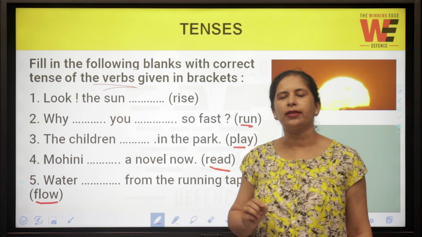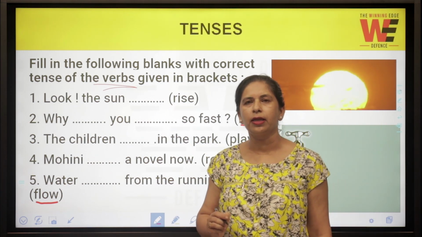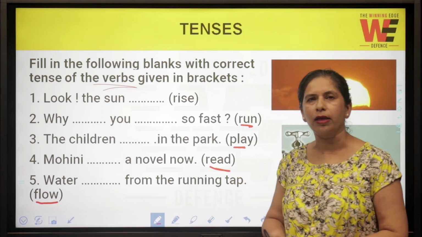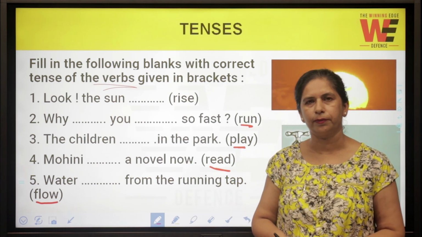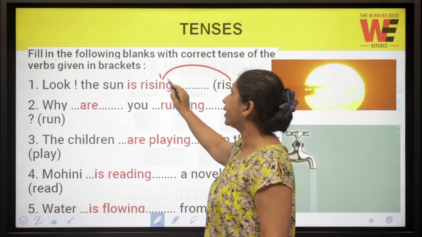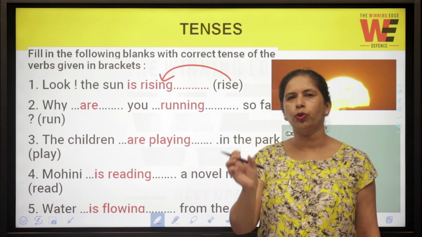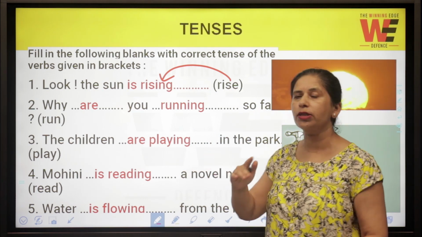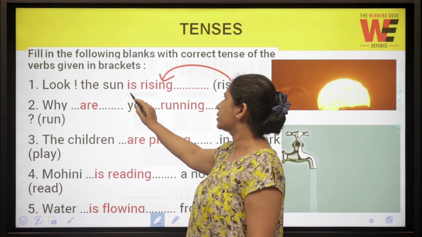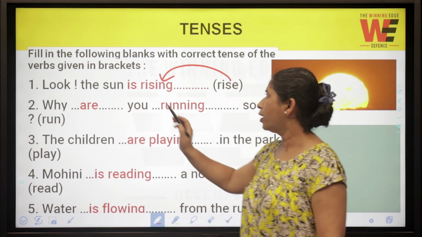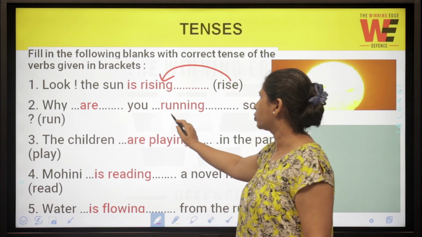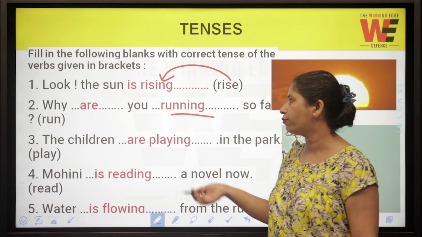So I'll just give you 10 seconds so that you can fill in the answers and post it in the comment section below, and then I'll tell you the answers for these particular questions. So look, the sun is rising. Rise का क्या होगा? ing. Remember the जो rule I told you कि ing is going to come here because the action is happening in the present moment. तो यहाँ पे क्या हो जाएगा? Sun is rising. Okay. Why are you? Run is given here. तो run का क्या हो जाएगा? Why are you running so fast?